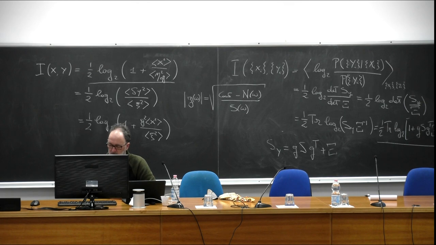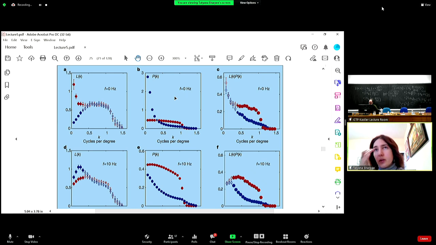So P of k is the signal. So this will be S of omega. And L of k will be G of k.